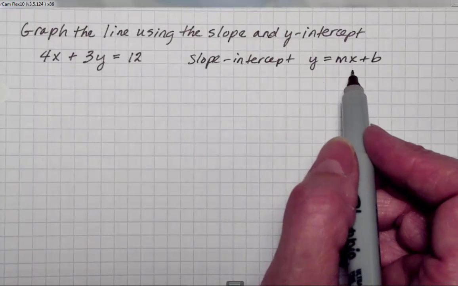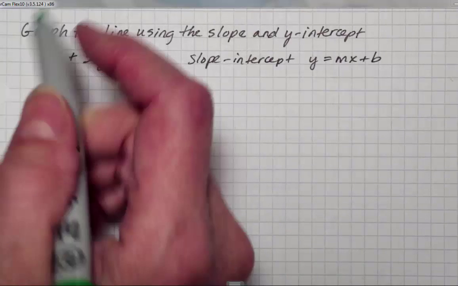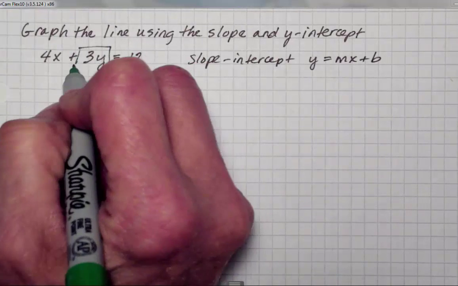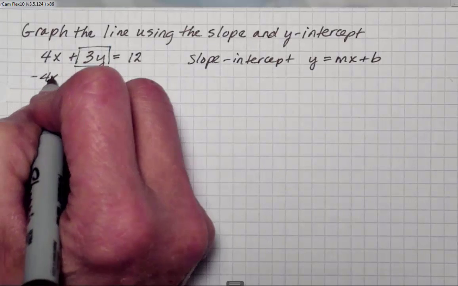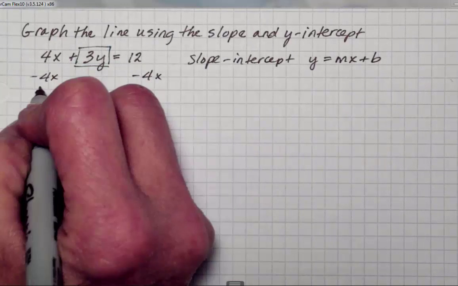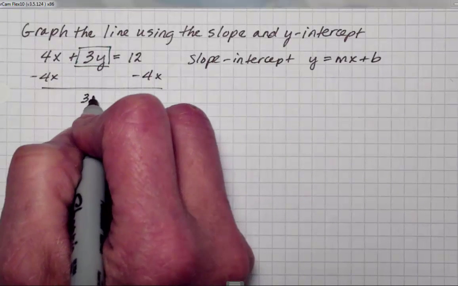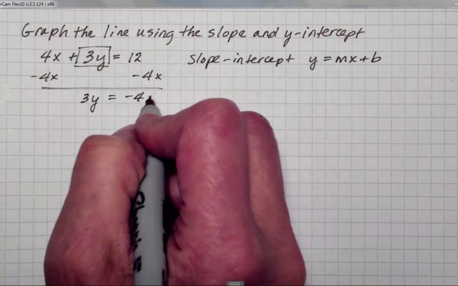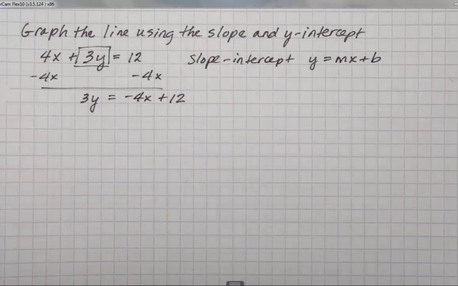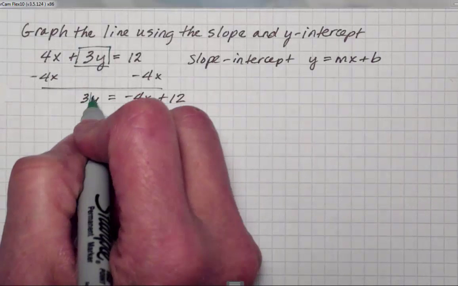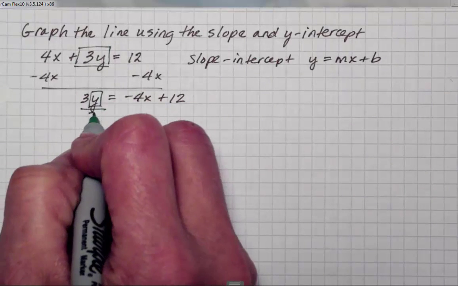on the other side. So the first thing I'm going to do is isolate the term that has y in it. That means I'm going to isolate 3y. I'm going to subtract 4x from both sides of the equation, and I'm left with 3y equals negative 4x plus 12. Now that I have the term that has y in it by itself, I'm going to get y by itself. I'm going to divide everything by 3.